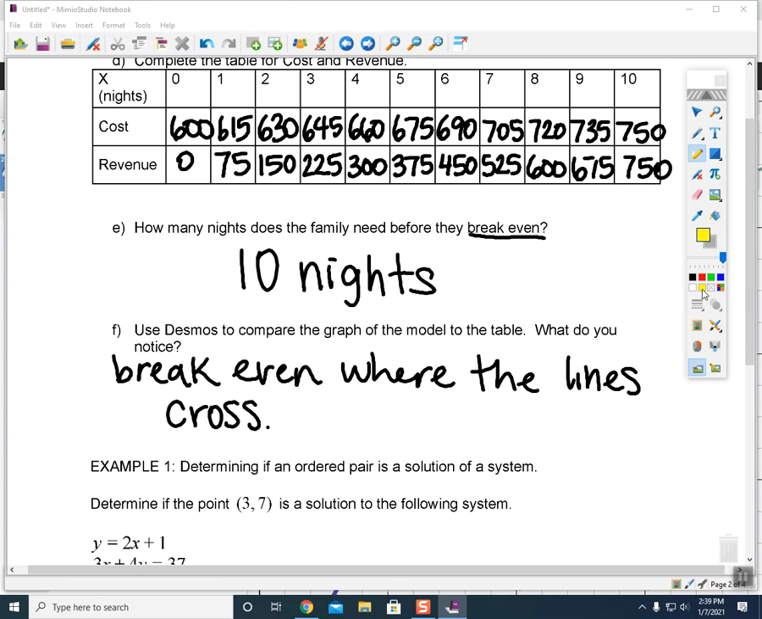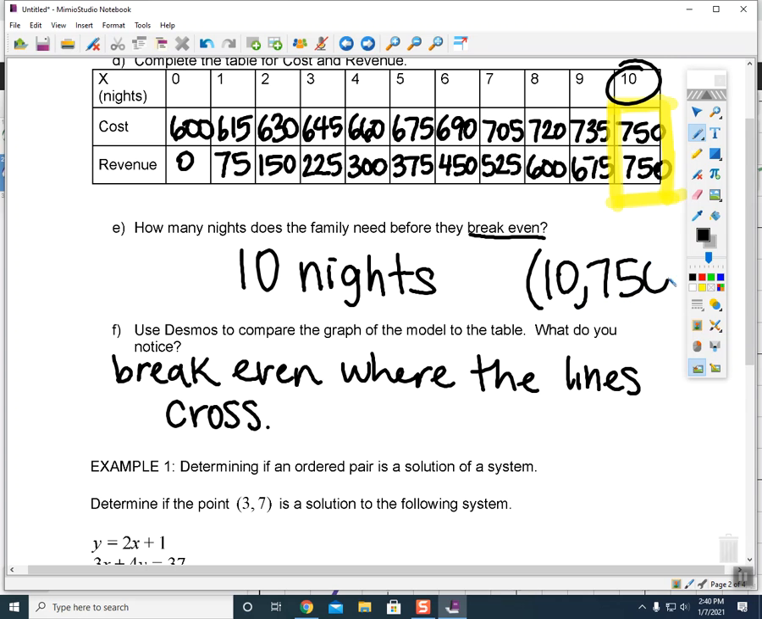And so that lines up with what we've been talking about, right? If they're going to cross at some point, that means they're going to have the same x value and the same y value. You can see right here that they have the same x value of 10, and the same y value of 750. So that means the solution to this system of equations would be the point (10, 750). Right, that is the solution. After 10 nights, I have made $750, I have lost $750.